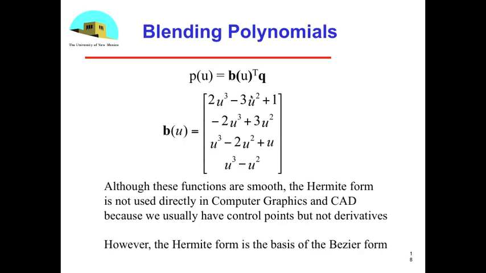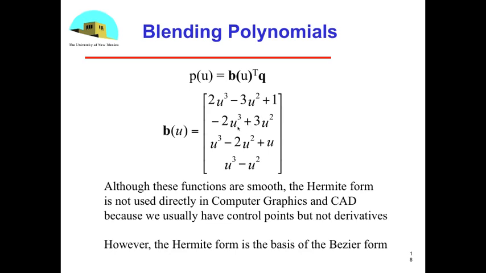Here are the blending polynomials. We do the same thing to get blending polynomials. And these functions, I can plot them out, and they're much, much nicer than the blending polynomials I got for the interpolating form, because they go fairly smoothly through these. One reason you can see here, look at this one here.